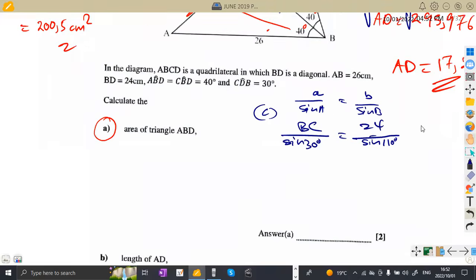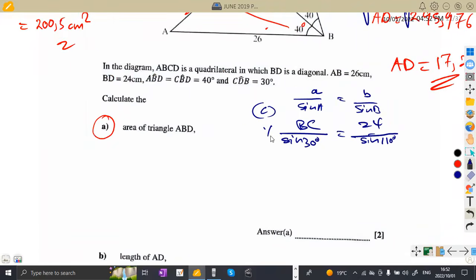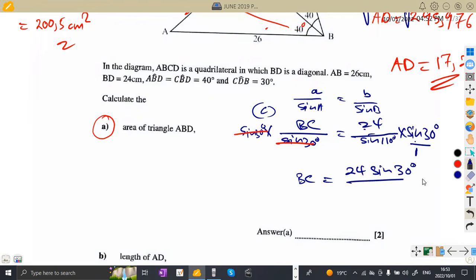All right, so that's it from this part. What am I going to do? Since I want to find BC, I can multiply by sine 30 both sides. So actually this can cancel here. It can remain with BC. So BC is equivalent to 24 times sine 30, which is 24 sine of 30 degrees over sine 110 degrees.